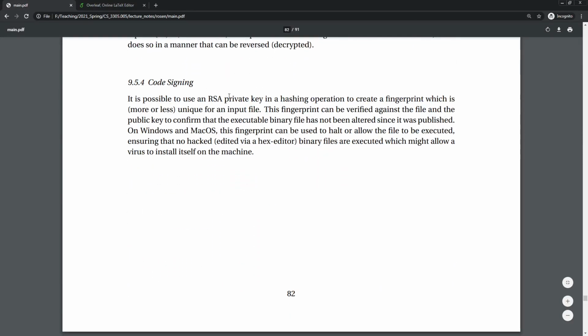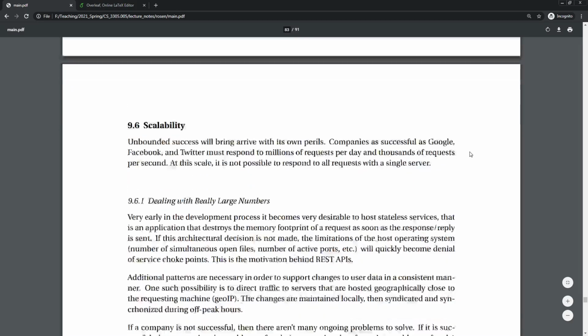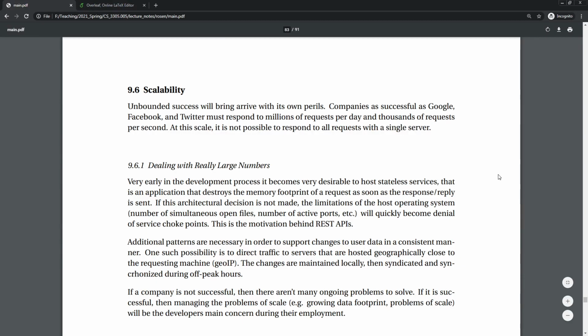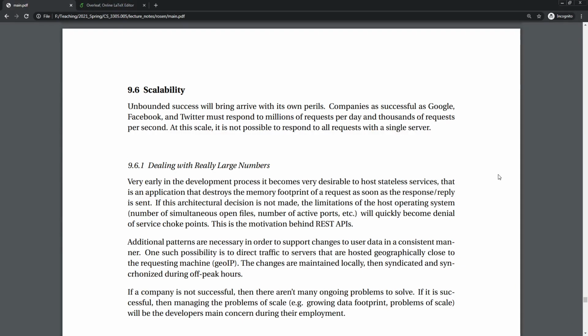We discussed code signing a bit and how it uses the RSA private key to create a hash based on some input file, and it essentially stamps a fingerprint on it, and it ties the binary code to the hash to the public key so that it can all be verified together. Okay, so now we want to discuss scalability, right?